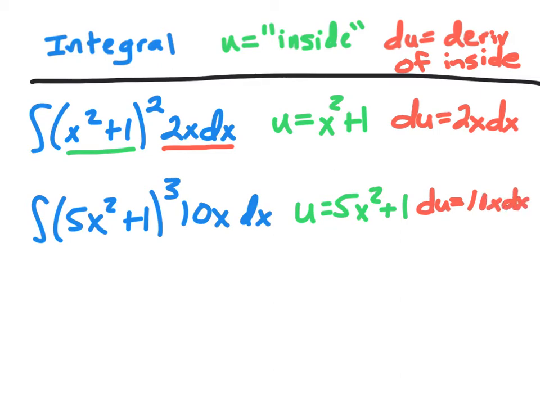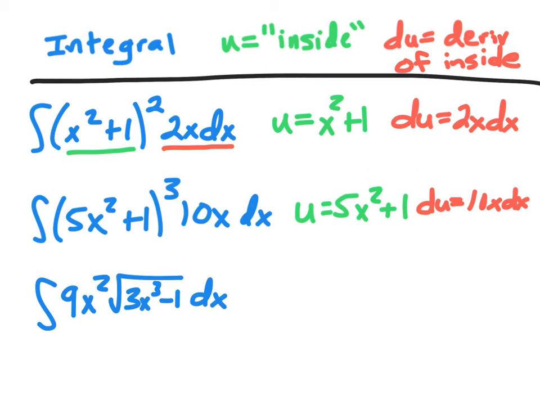So let's look at one more example. So let's look at the integral of 9x squared times the square root of 3x cubed minus 1 dx. So I can see my inside function is on the inside of this radical. So u will be 3x cubed minus 1. And the derivative of 3x cubed minus 1 is my du, which will equal 9x squared dx.